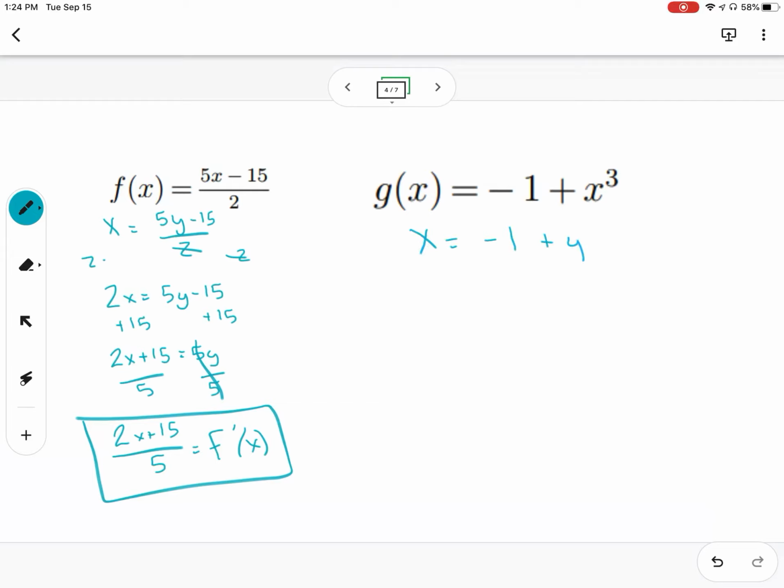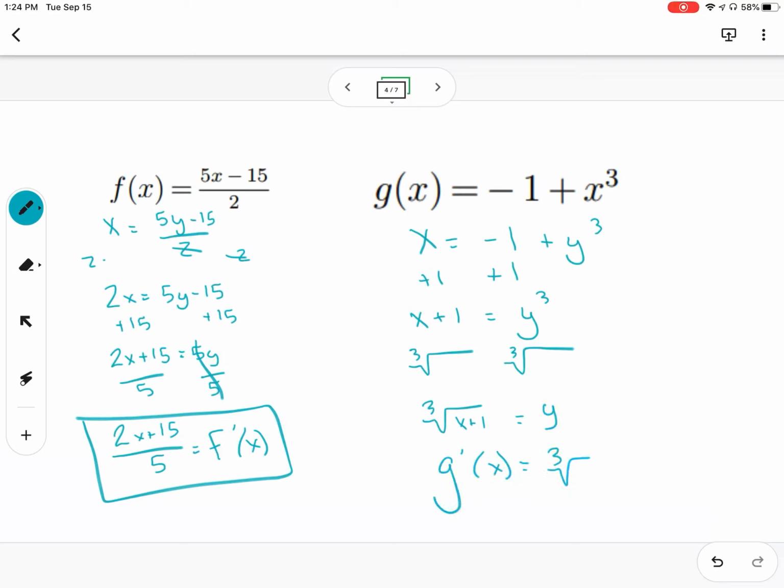One more. We'll switch our x's and y's. The first thing to do to solve is to add the 1 to both sides, so x plus 1 equals y cubed. Then I'm going to cube root both sides, and I get the cubed root of x plus 1 equal to y. So g prime of x is the cubed root of x plus 1.